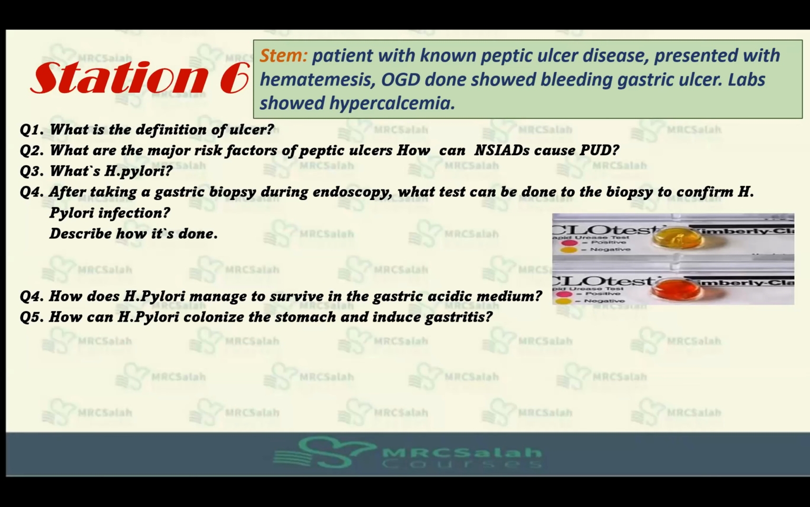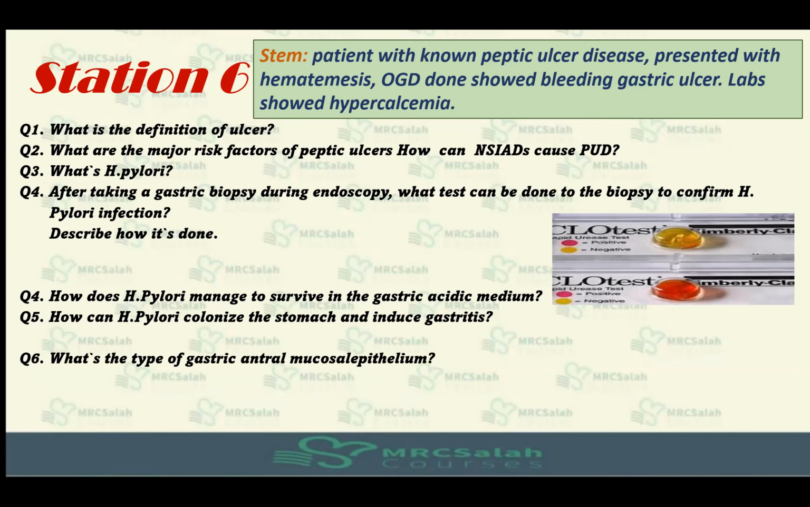How can H. pylori colonize the stomach and induce gastritis? Okay, it's a flagellated organism, so it can move in viscous medium. This is first. Second, by production of adhesins, which permit adhesion of the organism to gastric mucosa. Third, by production of urease, which converts urea to ammonia, so it elevates pH and neutralizes the acidic medium around it. And finally, the toxin produced by H. pylori can produce ulcer or malignancy with unknown mechanism, like the cytotoxin-associated gene A. Okay, great.